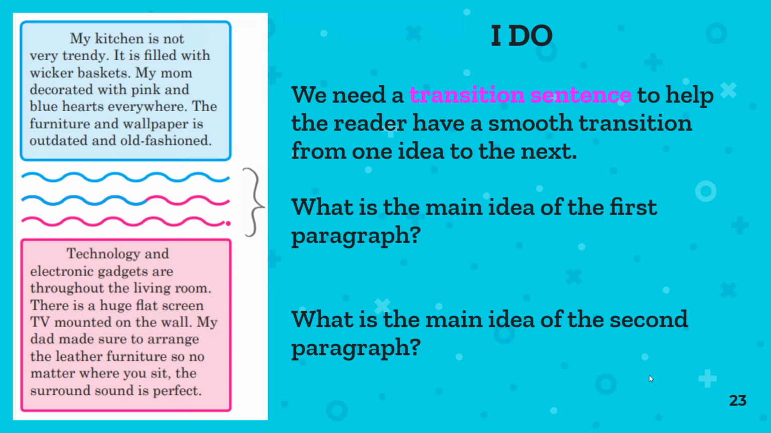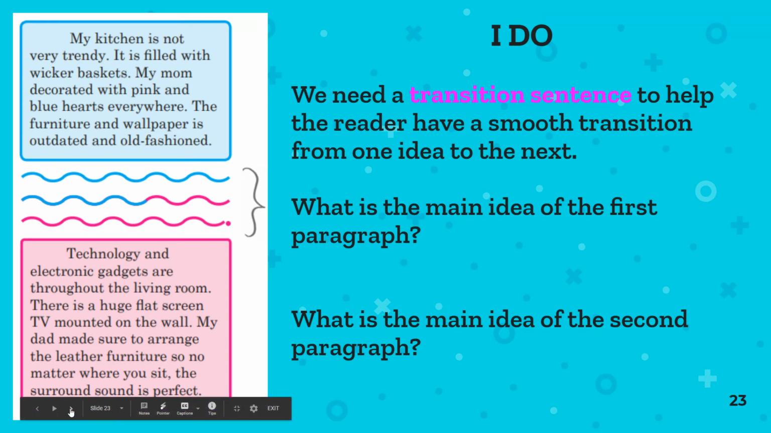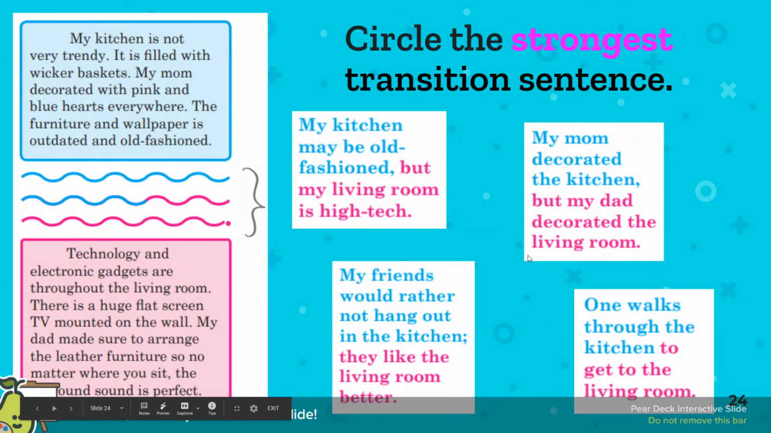The next paragraph talks about the technology and gadgets in the living room, all the things. Dad made sure to arrange leather furniture. So dad set up the living room. We need to decide what the strongest transition sentence is. So think about the main idea of mom decorating the kitchen. It's outdated. Dad is decorating the living room.